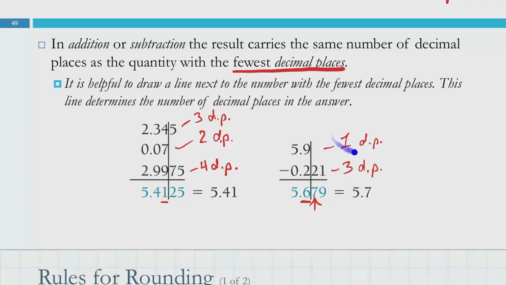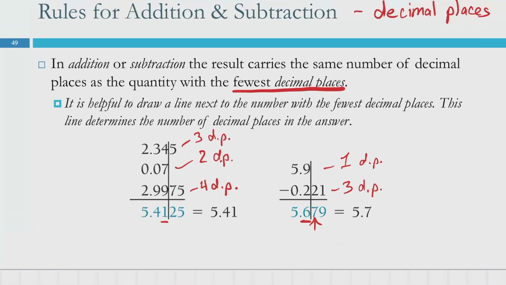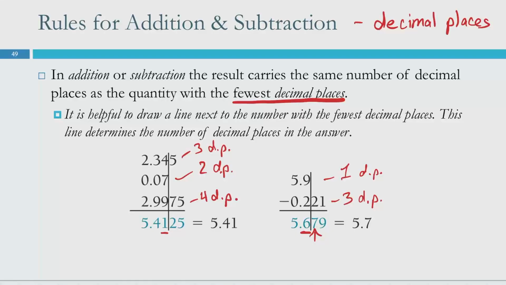So the fewest number of decimal places for our subtraction example is 1 decimal place, so we round our answer to 1 decimal place. Usually it's helpful to write these along when we're doing our calculations. Questions about either of our 2 rules?